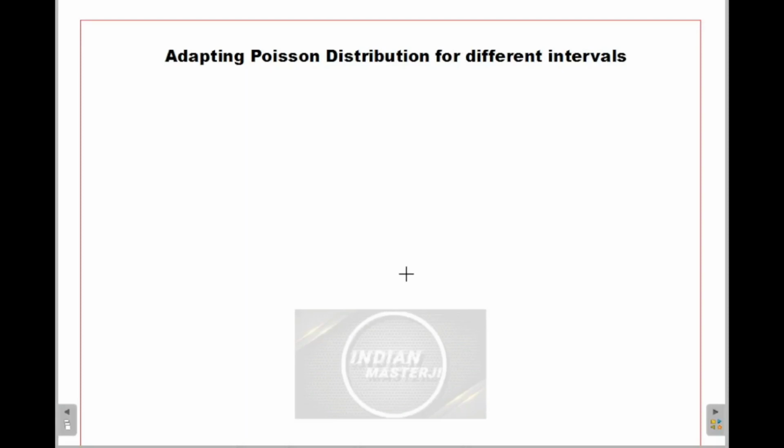Today we are going to understand the concept of adapting Poisson distribution for different intervals. Now to understand this particular concept, let's take the example of the check post which we took in one of the videos. Suppose there is a check post and we say that through this check post on an average 5 cars pass every 10 minutes.